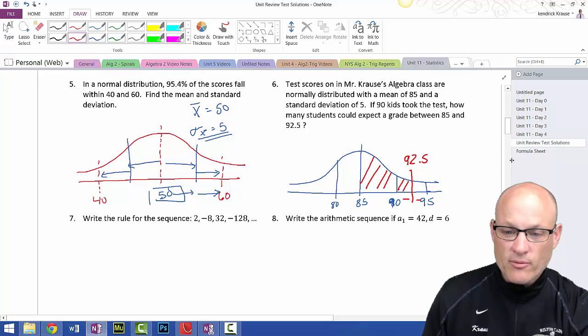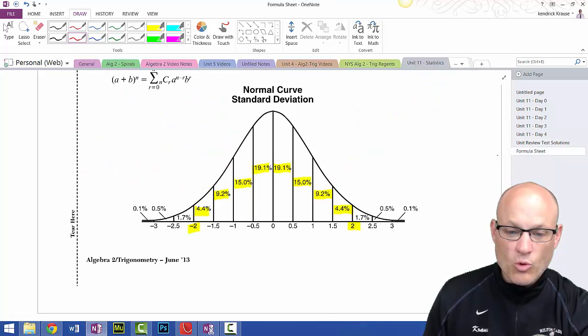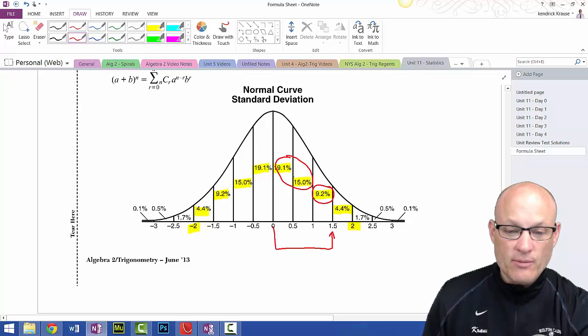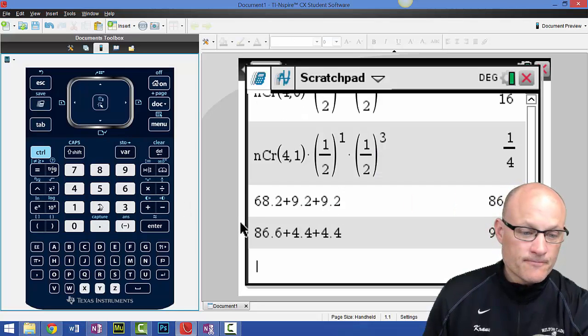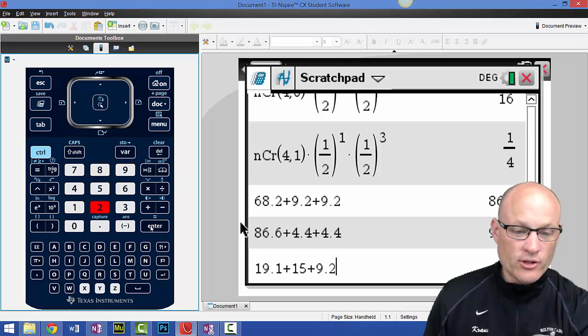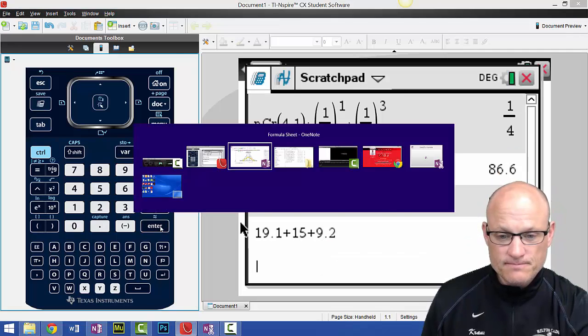Well, if I go back over to my formula sheet, I want to go up 1.5 standard deviations. I want to go 1 standard deviation and a half a standard deviation, because I went up from the mean to 1.5 standard deviations. So when I add all those up, 19.1 plus 15 plus 9.2, you'll end up with 43.3%.